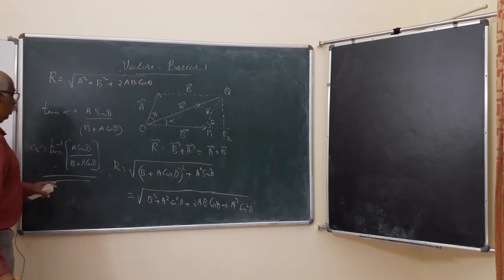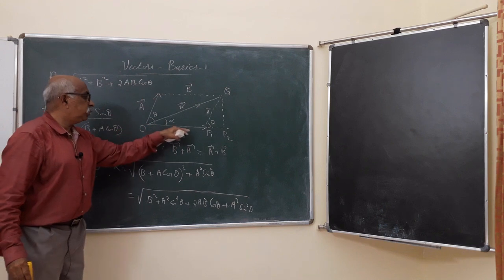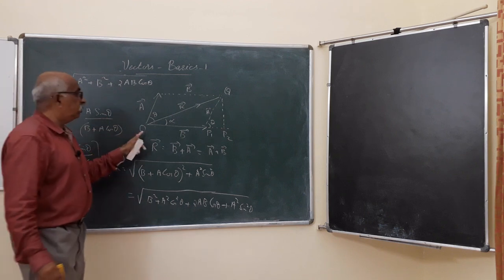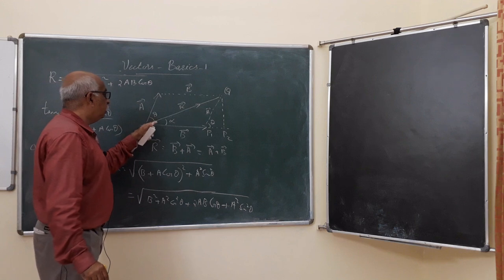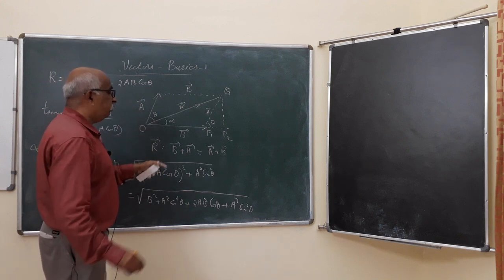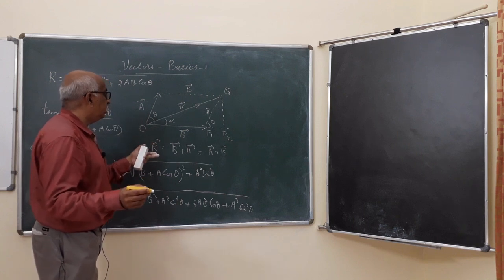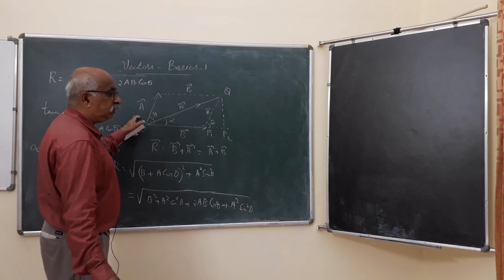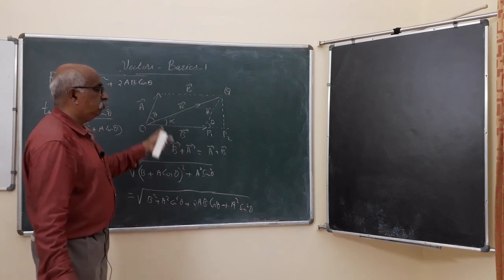This gives the direction, how the resultant is oriented with respect to vector B, and this gives the magnitude of the resultant. Thus, if two vectors are given, A and B, and the angle between them is also known, if it is theta, then we can find the resultant's magnitude and direction in terms of these three things: the magnitude of vector A, the magnitude of vector B, and the angle between the two vectors.